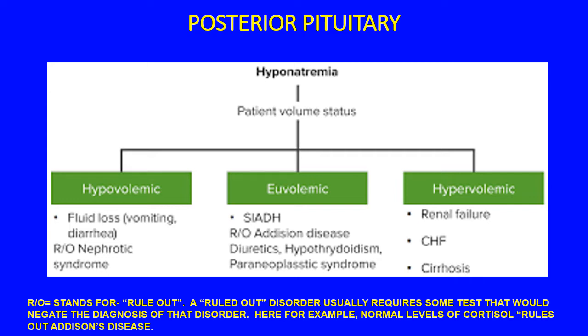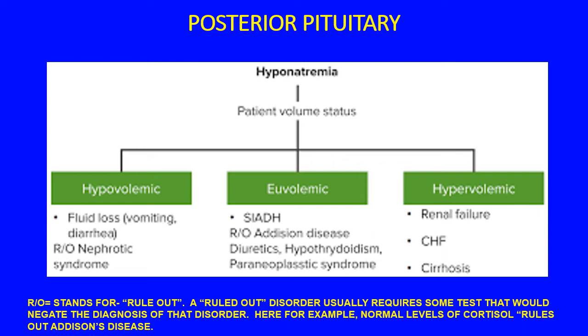But let's take this hypovolemic. You've lost fluid. A lot of times the fluid loss could be caused by vomiting and diarrhea. Okay, so you've lost a lot of fluid, and the fluid loss compared to the sodium levels is going to show up in a hypovolemic situation. But you have to rule out nephrotic syndrome. Nephrotic syndrome are some of the disorders that occur around the kidney. Euvolemic means that you have normal volume of the blood. How am I still getting hyponatremia? SIADH, which we'll talk about in a minute.